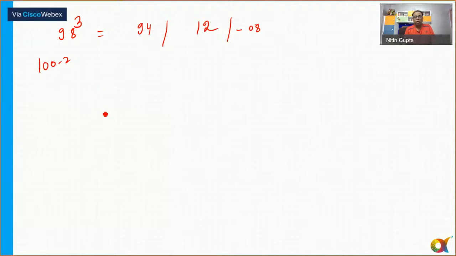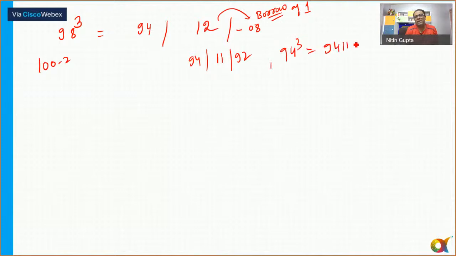But can the last part be negative? No. So what will I do? I'll take a borrow. We always need to take a borrow from the middle part here. If I take a borrow of 1, the last part will be 100 minus 8, just a complement, which is 92. And the middle part will be 11, and before that 94. So I can say that the cube of 98 is basically 941192.